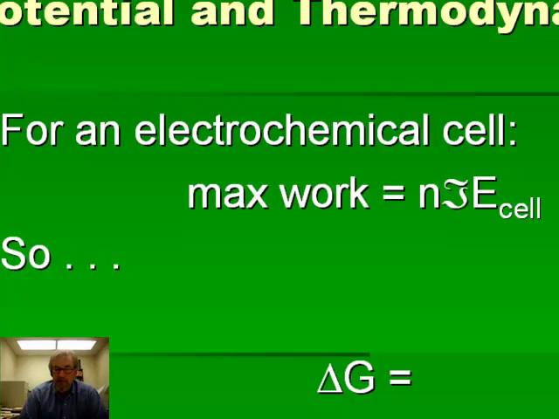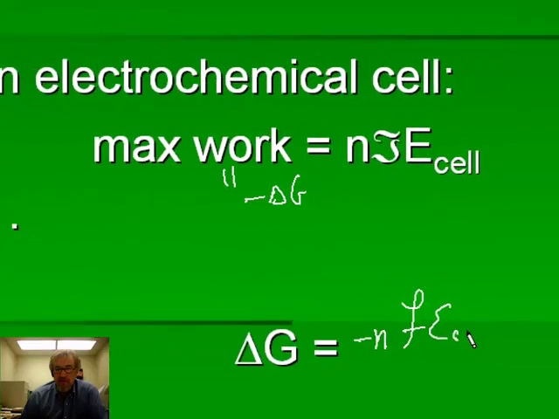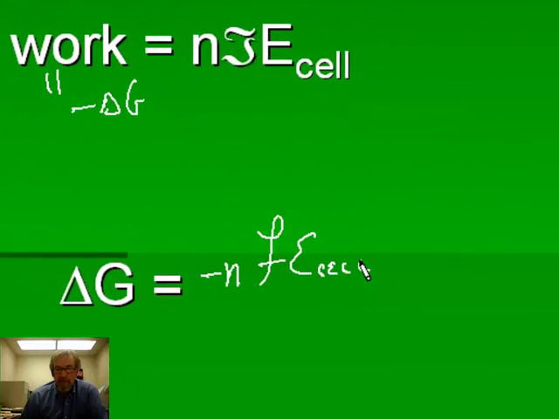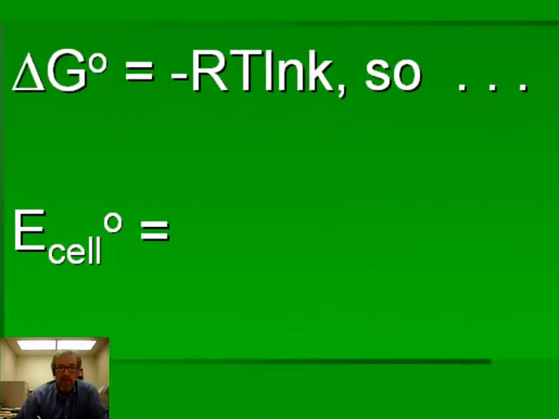But we also know that max work from thermodynamics is equal to the opposite of delta G, negative delta G. So that means delta G is equal to minus n times Faraday's constant times E cell. By equating what we know about maximum work from thermodynamics to what we know about maximum work from electrochemistry. Now let's link this to equilibrium.